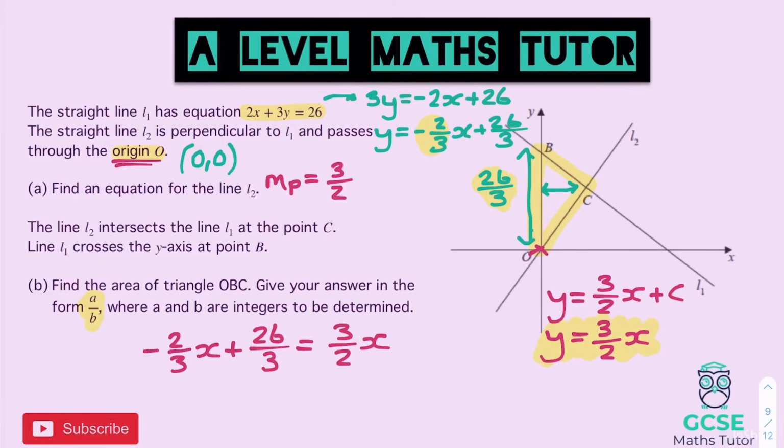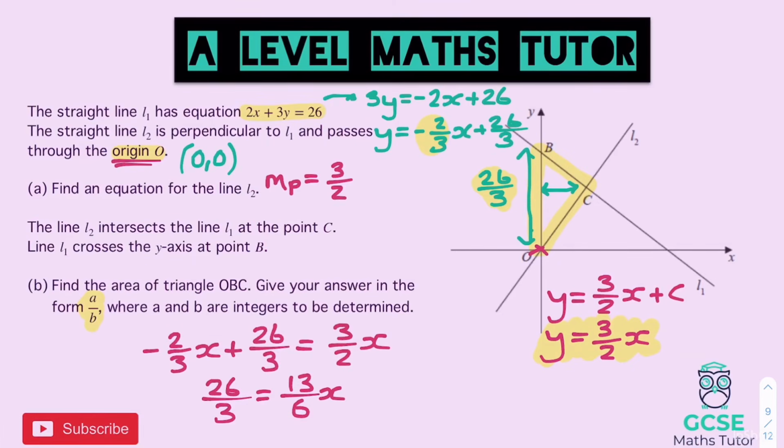But there we go, we can actually use that to solve to find our value of x at that coordinate. So if we get all our x's on one side, we need to add 2/3 x to the other side, and the nice thing here, obviously we can use a calculator for that. So if we do 3 over 2 and we just add 2/3 to that, we end up with 13 over 6. So we have 26 over 3 is equal to 13 over 6 x.